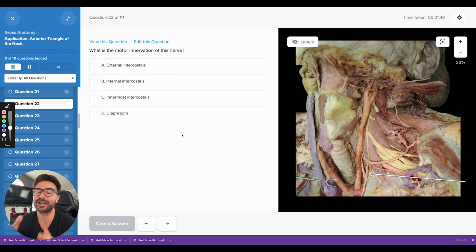In today's video, we're asking, what is the motor innervation of this nerve right here? So I'm going to be walking you through this dissection, and we're going to be answering this question.